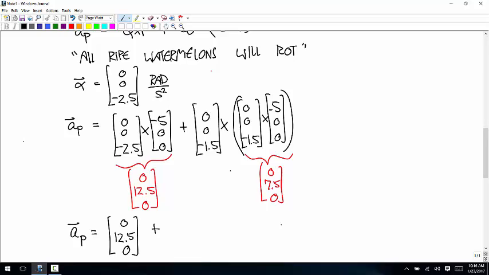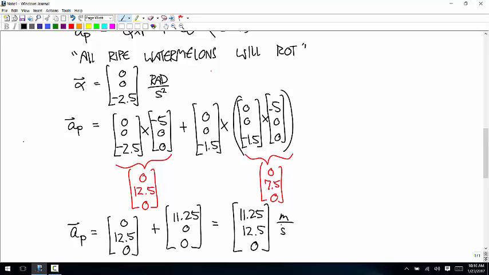What is that? Oh, that was one of the four things I was thinking it might possibly be. Okay, so that's, what did I say, negative? Positive 11.25. And so the total answer is 11.25, 12.5, 0 meters per second squared. Okay, so now let's think about if this direction makes sense.